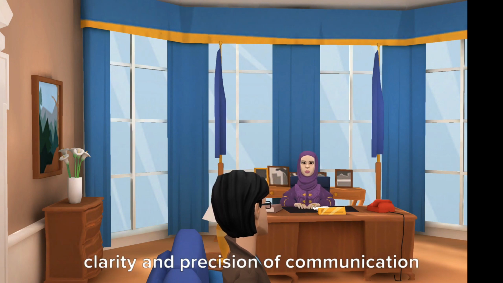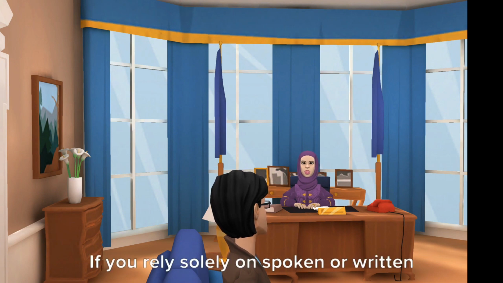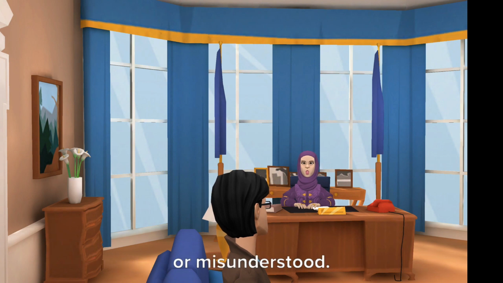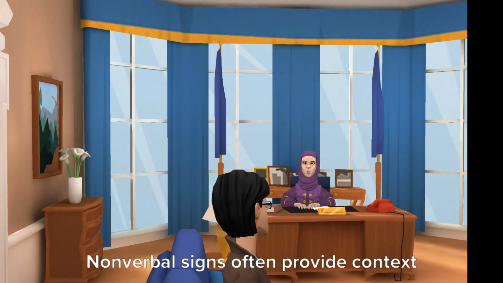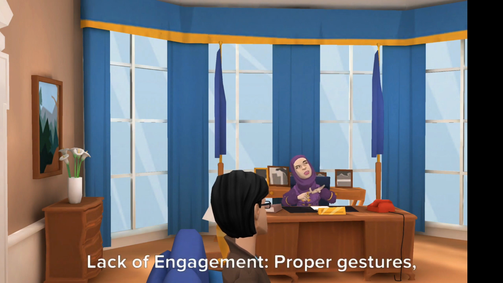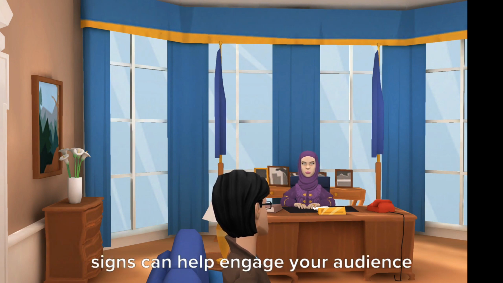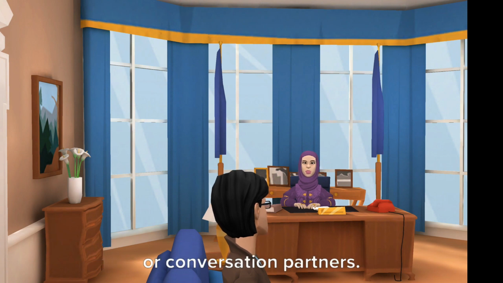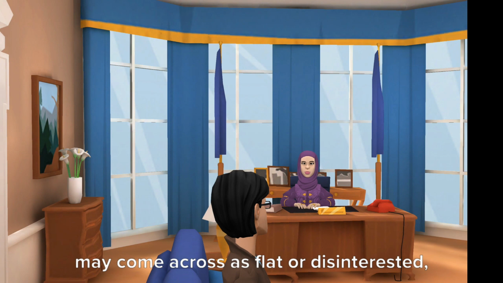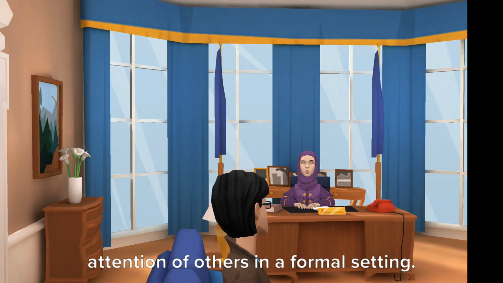1. Miscommunication. In formal settings, clarity and precision of communication are essential. If you rely solely on spoken or written words without using appropriate nonverbal cues, your message may be misinterpreted or misunderstood. Nonverbal signs often provide context and nuance that words alone cannot convey. 2. Lack of engagement. Proper gestures, facial expressions, and nonverbal signs can help engage your audience or conversation partners. Without these cues, your communication may come across as flat or disinterested, making it challenging to hold the attention of others in a formal setting.